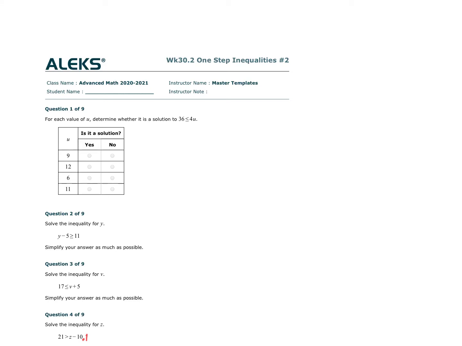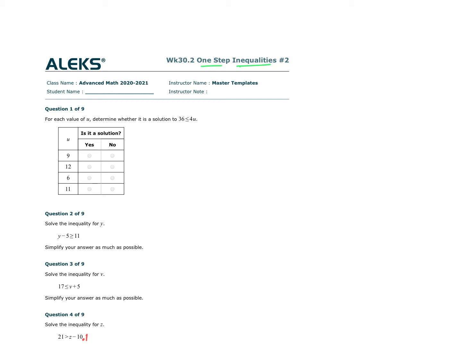All right, today we are going to work on one-step inequalities. So this year we have worked on one-step equations, and we've worked on inequalities. Today we're going to go over the basics on how to merge the two. So the first problem, we're just going to plug and chug.